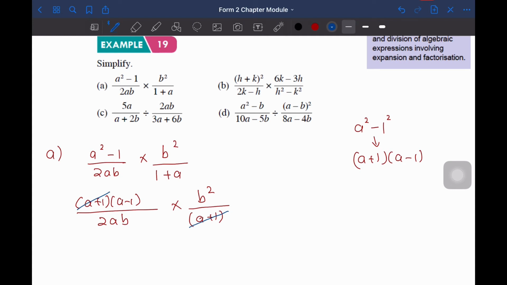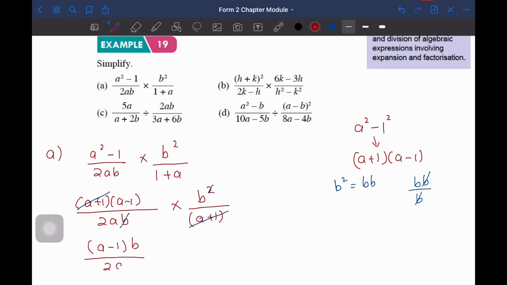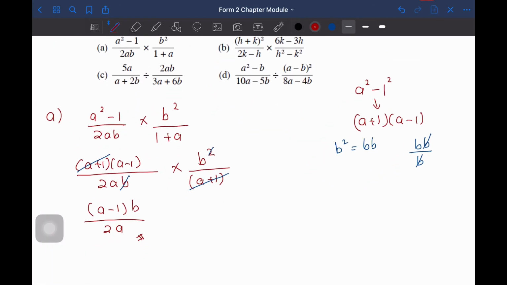Okay, next apa lagi boleh cancel? B dengan B kan. Atas ni ada B square, so BB over B. Macam ni kita buat. B square is actually sama dengan BB. Okay, so kalau kita ada BB over B, cancel out 1B, so tinggal satu B di atas. Okay, so this one cancel, so the answer is A minus 1 times B over 2A. Okay, so that is our answer. Boleh? Okay, next kita tengok B.